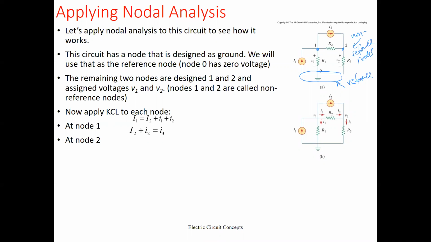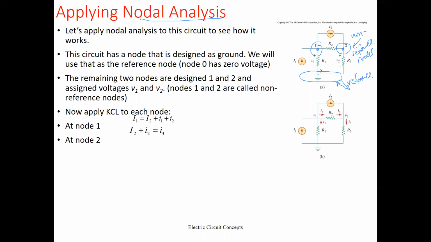So the number of the equations in the nodal analysis will be equal to the number of the non-reference nodes. In this case, this is node number 1, this is node number 2, these are non-reference nodes, which means they are not connected to the reference node. They are not connected to the ground. So between node number 1 and node 0, there is an element. And also between node 2 and the 0, there is an element.